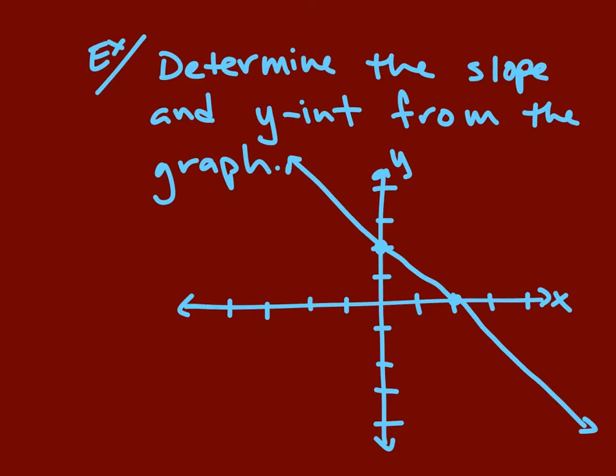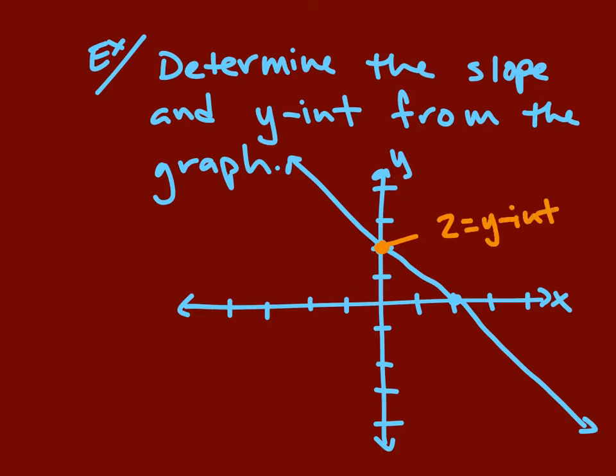On the next example, I want to determine the slope and y-intercept from the graph. The first thing I want to look for is my y-intercept. So I locate my y-axis and I try and find where my line crosses it and what that number is. And that point's going to be right here. So I label that point, and that's going to be a point of 2 as my y-intercept.